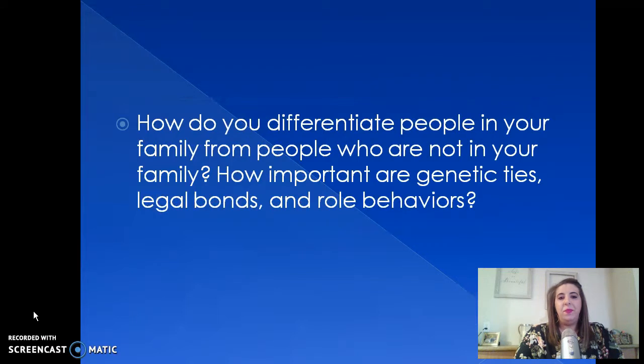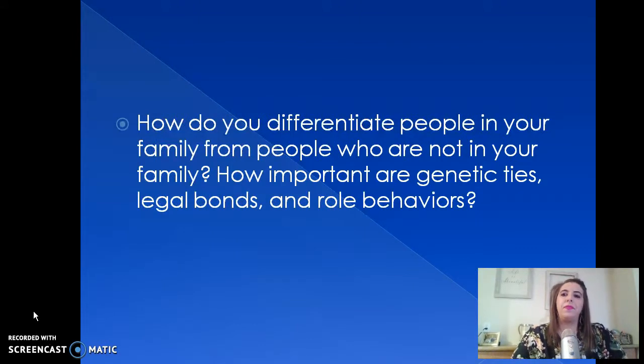How do you differentiate people in your family from people who are not in your family? How important are genetic ties, legal bonds, and role behaviors? I've said since the beginning of the semester, when we talk about family, that can include a lot of different things. For you, maybe when you think about family, you think of blood ties, and that's fine. There's nothing wrong with that. That is the technical, I would assume, definition for a family member.